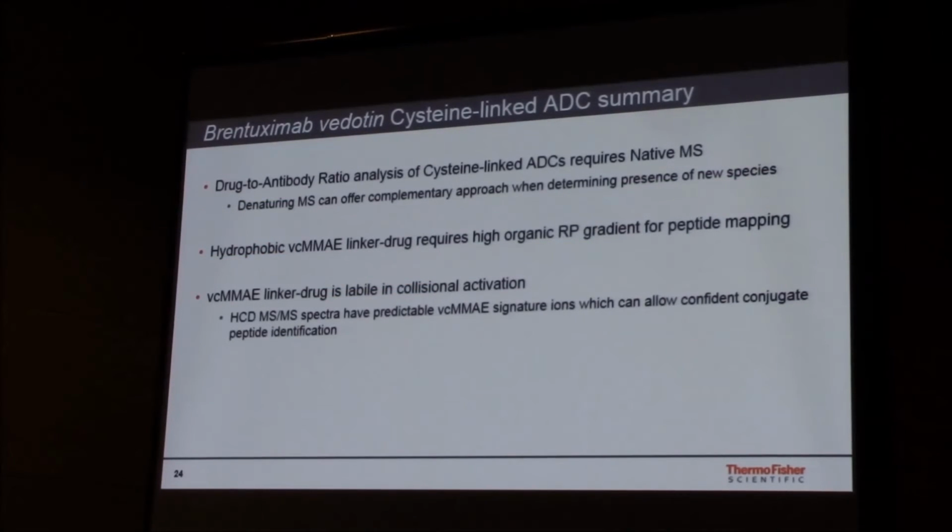So to summarize, for the cysteine-linked ADC, we have drug-to-antibody ratio analysis. This is convenient and easy with native mass spec. It's the way to do this if you're looking for a drug-to-antibody ratio for the cysteine-linked ADC. The hydrophobic linker drugs sometimes require high organic to get them off of columns. This can be a challenge. The VC-MMAE linker drug in this case is labile in collisional activation. So in this HCD MS/MS spectra, we do have predictable signature ions that we can use to further peruse the various peptides and see if we have any other conjugation sites that we weren't expecting.